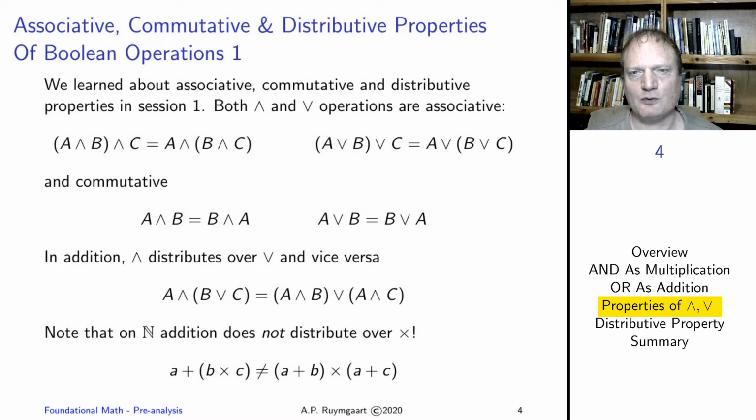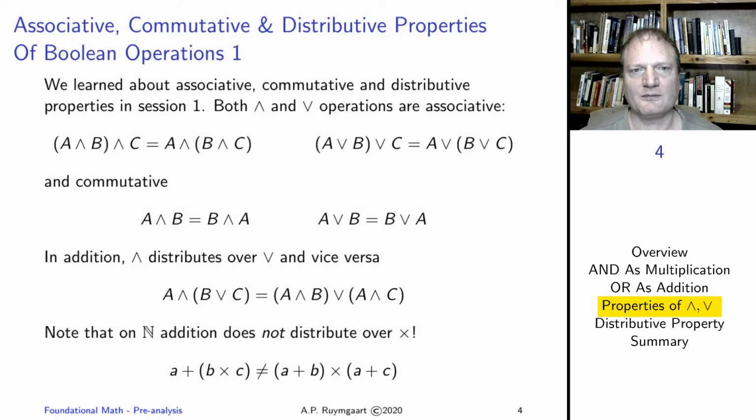Both AND and OR operations also are commutative. And that means we can switch the input sequence. We can swap the operands. So A and B is the same as B and A, the same answer. Similarly, A or B equals B or A. So both these operations commute.